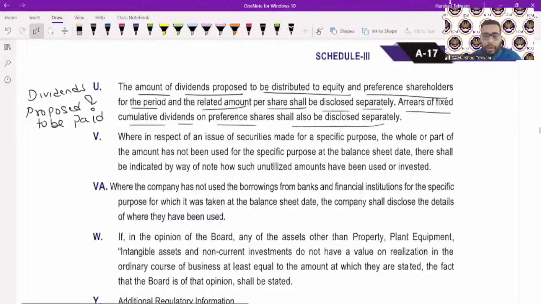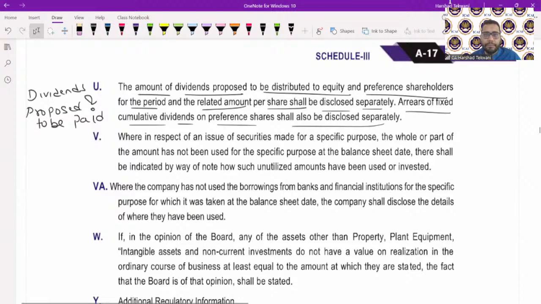Now, this is why I am saying additional information, because earlier there was no line item on the face of the balance sheet with respect to the dividend, but still I am required to provide that detail. Okay, clear?